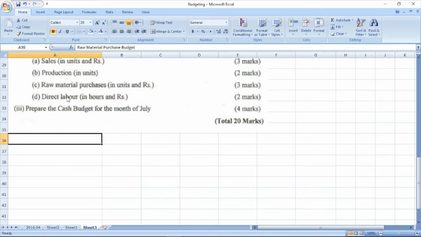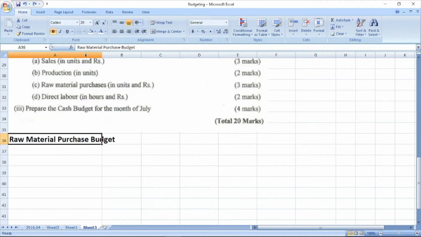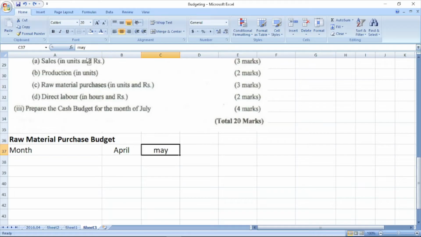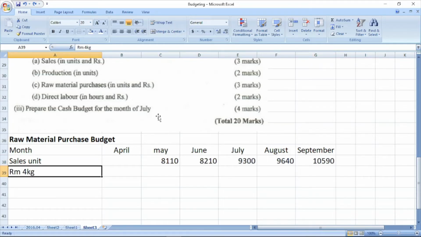Section C, raw material purchases. In production budget we find out the unit. Let's enter the unit month April to September, and sales unit we find out in production budget, and we need 4 kilogram of raw material for one product. So 4 into relevant sales unit in May, 4 into 8,110, it is 32,440. Likewise the raw material, multiply into sales unit of relevant month.